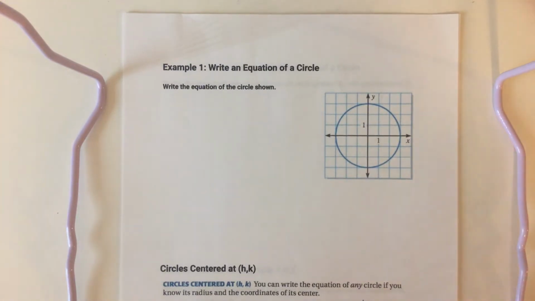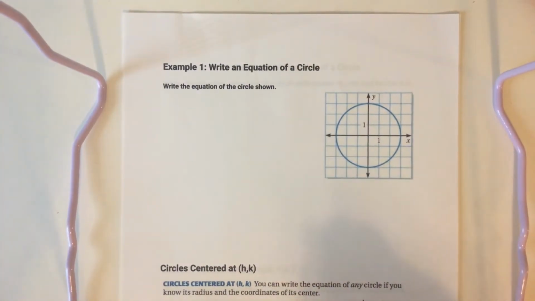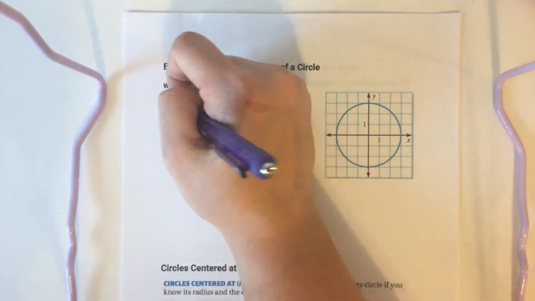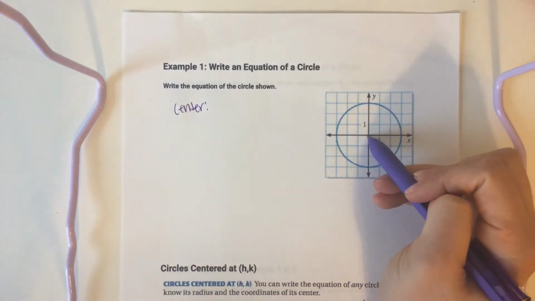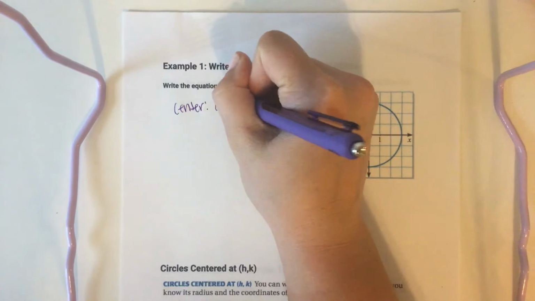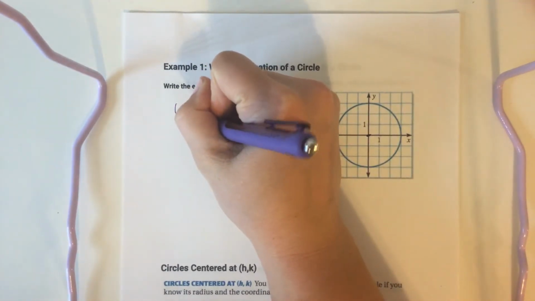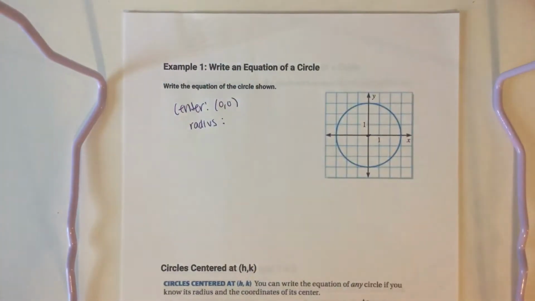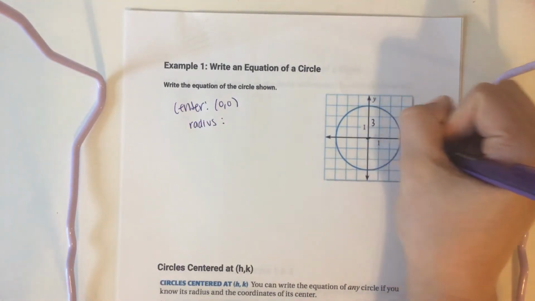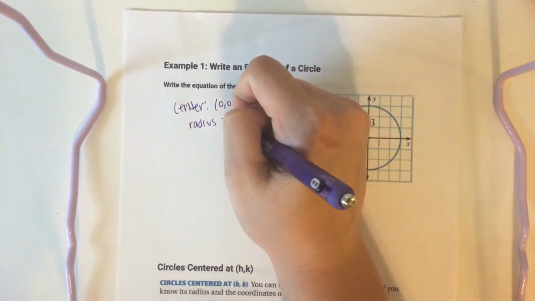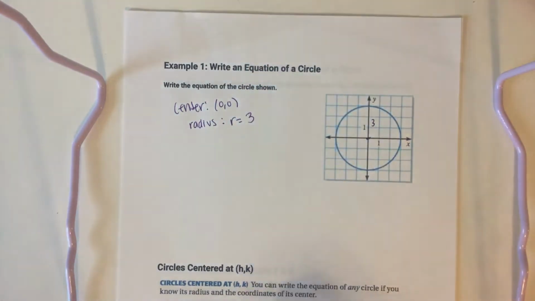They give us a circle and they want us to write the equation of said circle. Well, first off, we have the center. So what's our center of the circle? Well, it's the origin. It's 0, 0. And then we have to figure out what our radius is. Well, we can do that just by counting 1, 2, 3. It should go out 3 in all directions, so we're good to go. So our radius is 3.